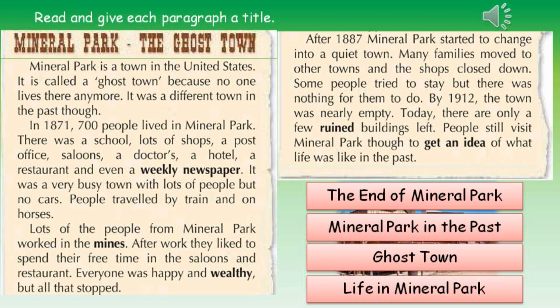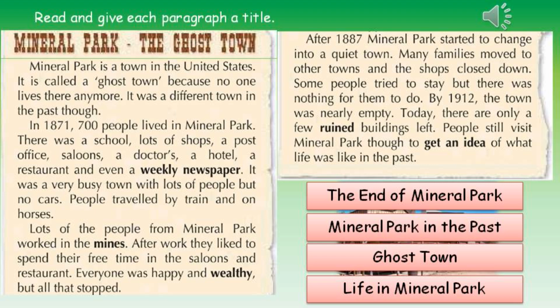Mineral Park is a town in the United States. It is called a ghost town because no one lives there anymore. It was a different town in the past, though. In 1871, 700 people lived in Mineral Park. There was a school, lots of shops, a post office, saloons, a doctor's, a hotel, a restaurant, and even a weekly newspaper. It was a very busy town with lots of people but no cars. People traveled by train and on horses.